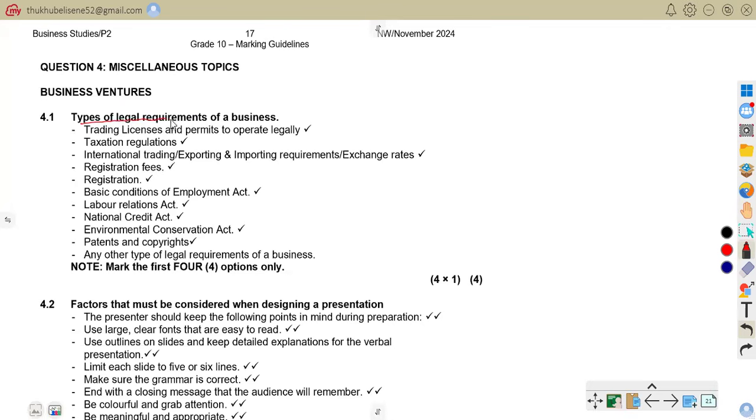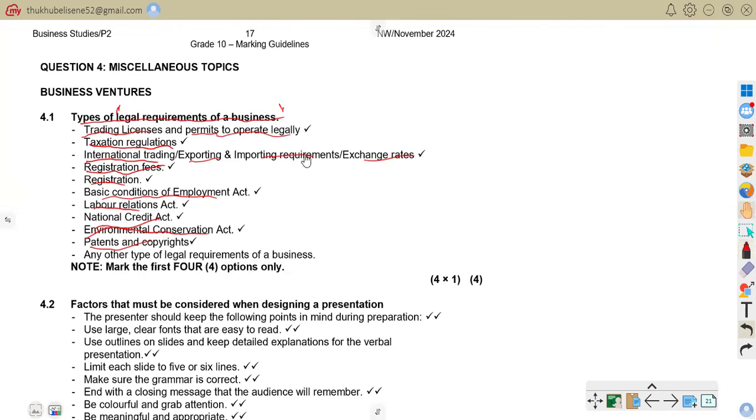Types of legal requirements of a business. So the legal requirements of a business are a trading license and permits to operate legally. So a business needs a license for it to freely operate legally. Taxation regulations, as we know that businesses are to pay tax. International trading, exporting and importing requirements and exchange rates. Registration fee, registration, Basic Conditions of Employment Act, Labour Relations Act, National Credit Act, Environmental Compensation Act, and patents and copyrights. So these are all the legal requirements of the business.